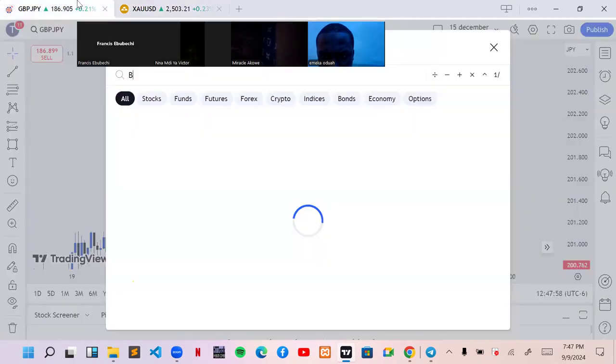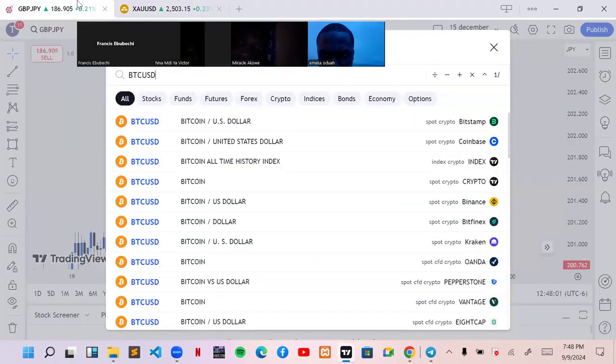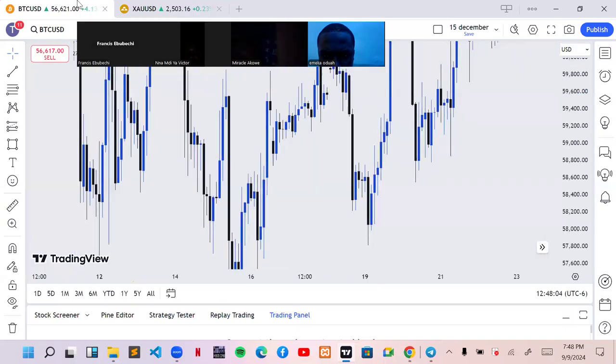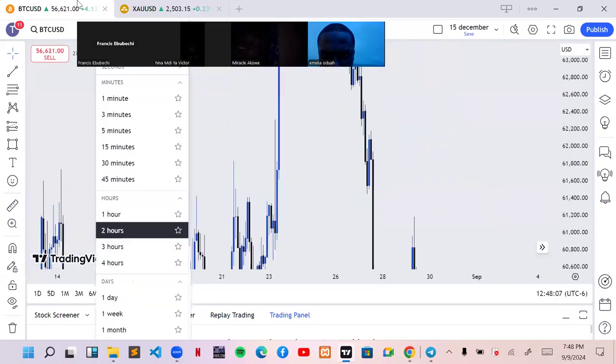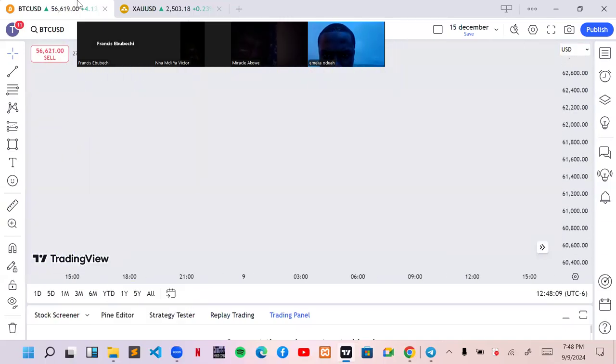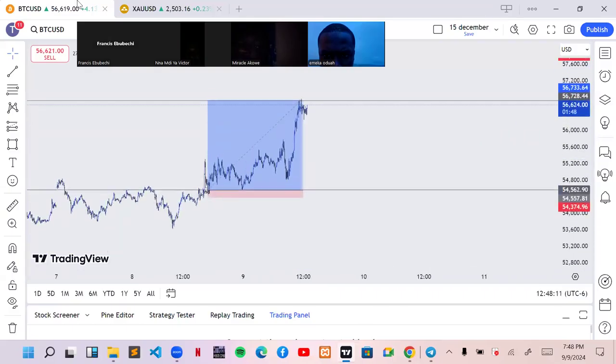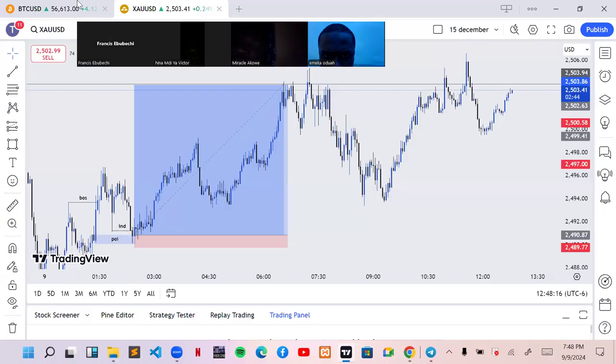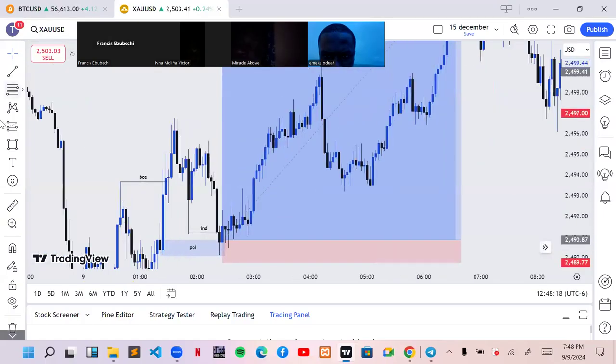That was why when I took this trade, this order block, this is the trade I took. This trade, BTC. No, it was on gold that I took this trade. On gold. This is the trade I took today.